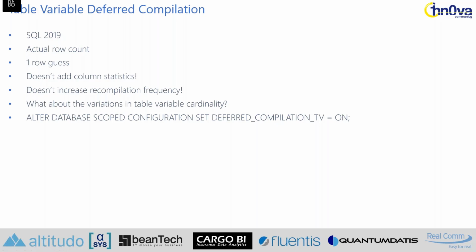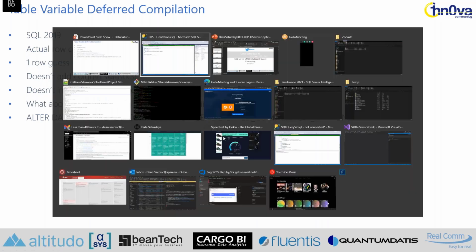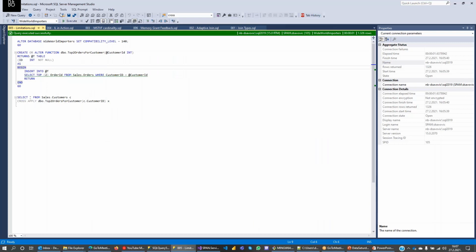And what about the variations in table variable cardinality? Well, here you have the same problem as you have with any other input parameter, for example, in a stored procedure. So you are prone to parameter sniffing, and this could be beneficial or this could be a problem, and you can deal with that in various ways. Let's see this in a demo.